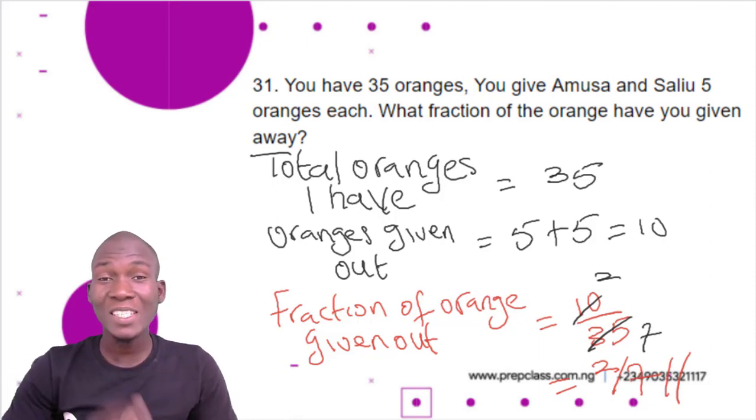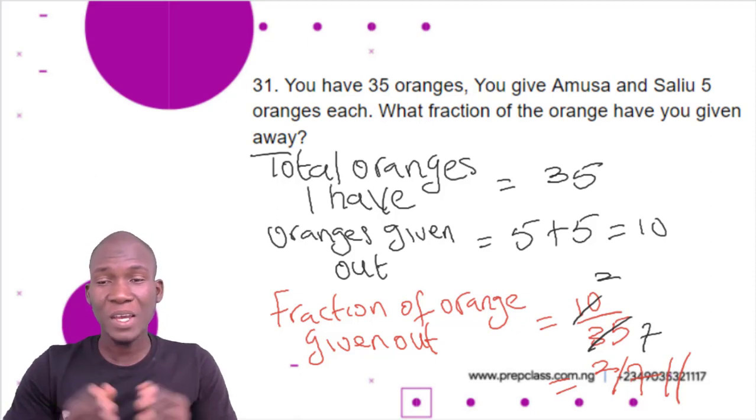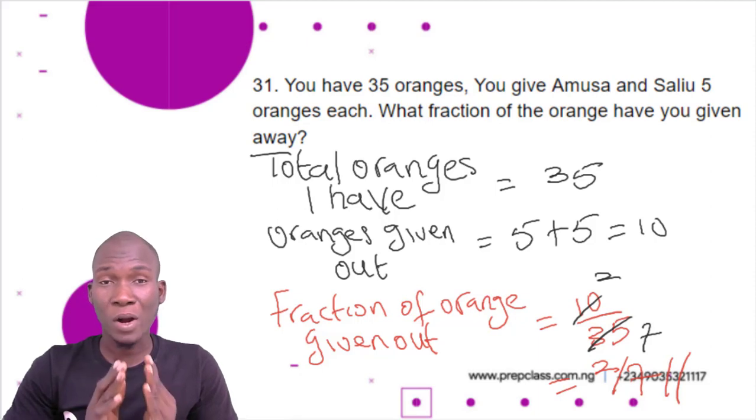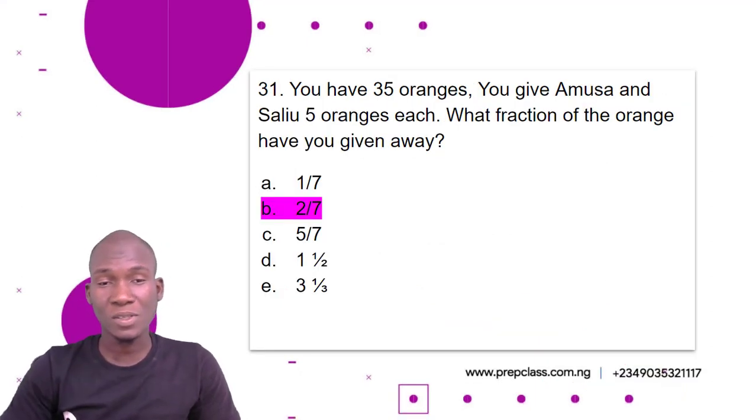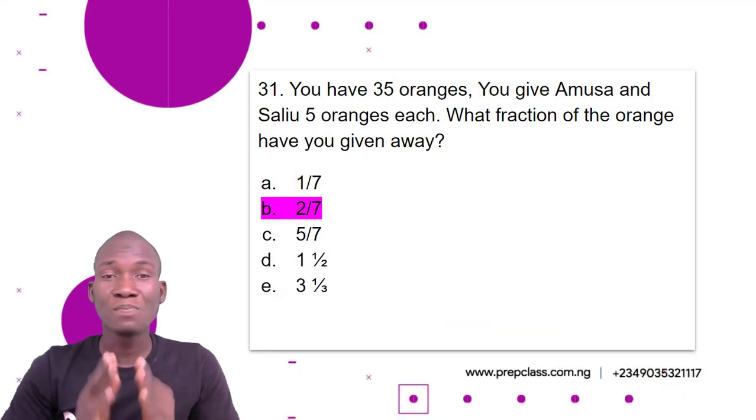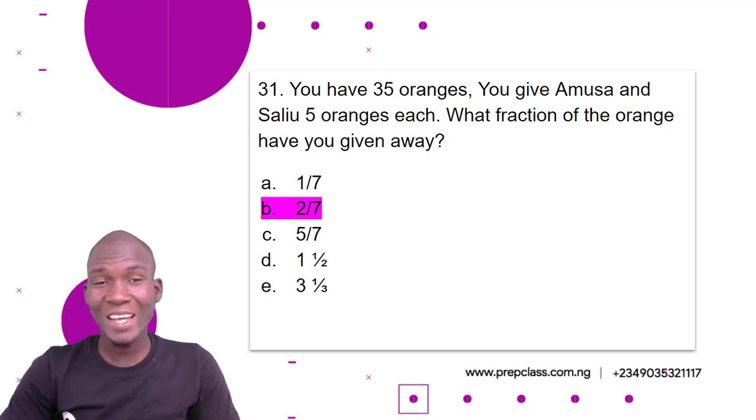You can see how easy it is for us to convert this word problem into mathematical form. Now from there, we are able to solve and get our result. So looking at the options, the correct option is B, 2/7. That was easy, right? Okay guys, let's move to the next question.